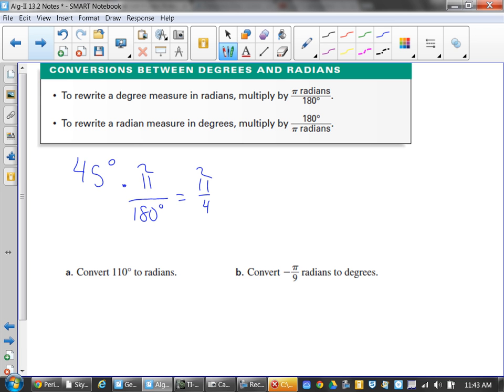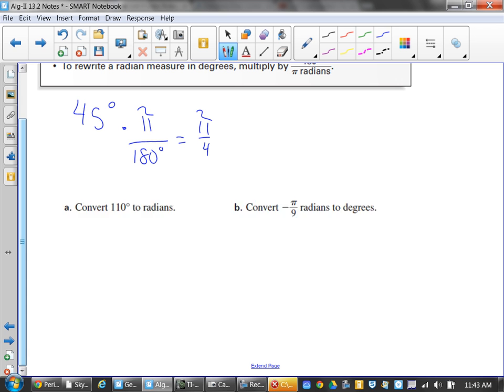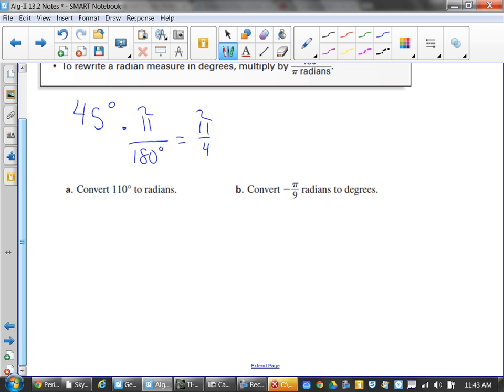We never write pi over 4 radians, we just say it's pi over 4, because it takes too much time. If I want to convert 110 to radians, all you do is take 110, slap a pi next to it, and throw it over 180. Then simplify the fraction: cross off the zeros. You get 11 pi over 18. You're done.